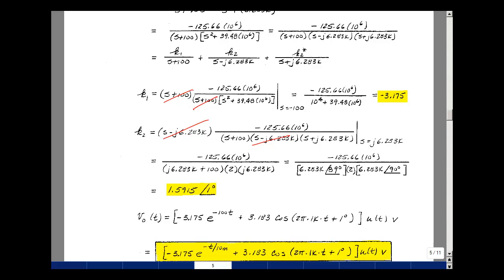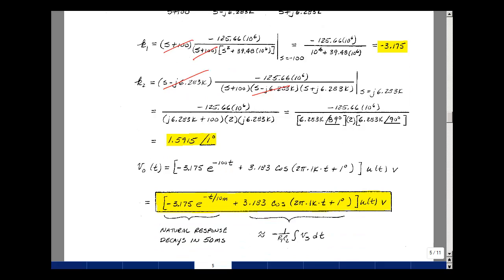So I can put together my inverse Laplace transform. It's going to be equal to minus 3.175 times e to the minus 100t from this term right here, and then double the magnitude of the quantity, the cosine of the frequency 1k, and then the angle is the 1 degree that's here, and all times u of t. This is a time constant, so I'll take the reciprocal of that, and I get 10 milliseconds. And so here's my final expression. It's minus 3.175 times e to the minus t over 10 milliseconds, plus 3.183 times the cosine of 2 pi 1k t plus 1 degree, times u of t.